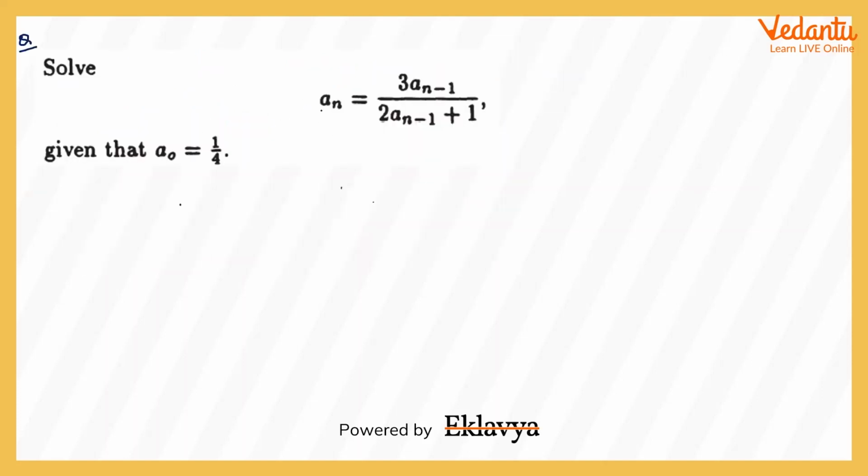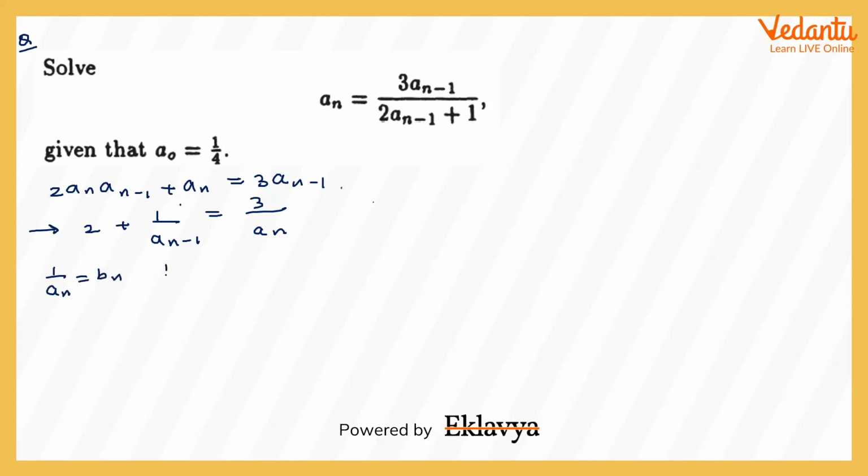So if I cross multiply, we will get 2 into an minus 1 plus an is equal to 3 times an minus 1. Okay, now if we divide both sides by an and an minus 1, this will be 2 plus 1 upon an minus 1. On the right hand side it will be 3 upon an. Now I hope you all would have guessed already that I am going to write 1 upon an as bn and 1 upon an minus 1 as bn minus 1. So then this sequence now will become 3 times bn minus bn minus 1 is equal to 2.